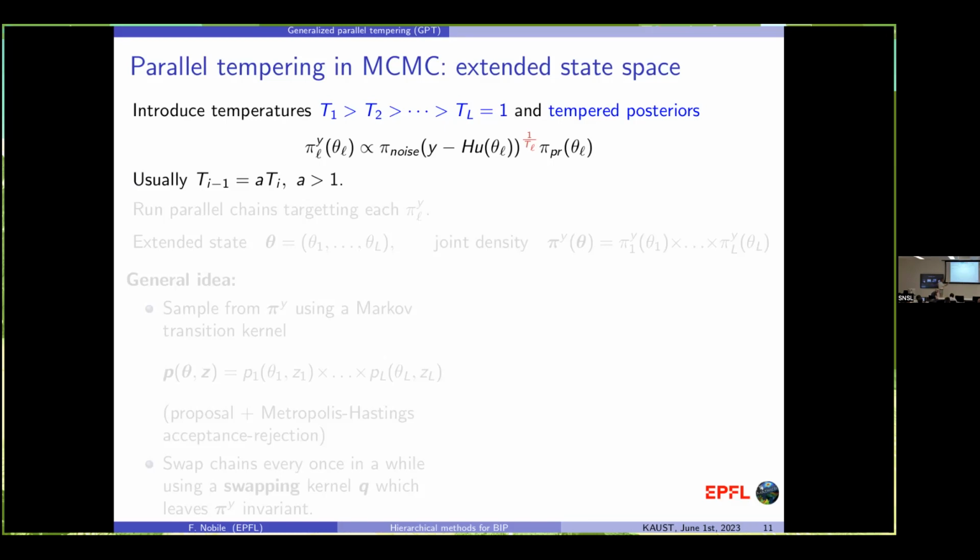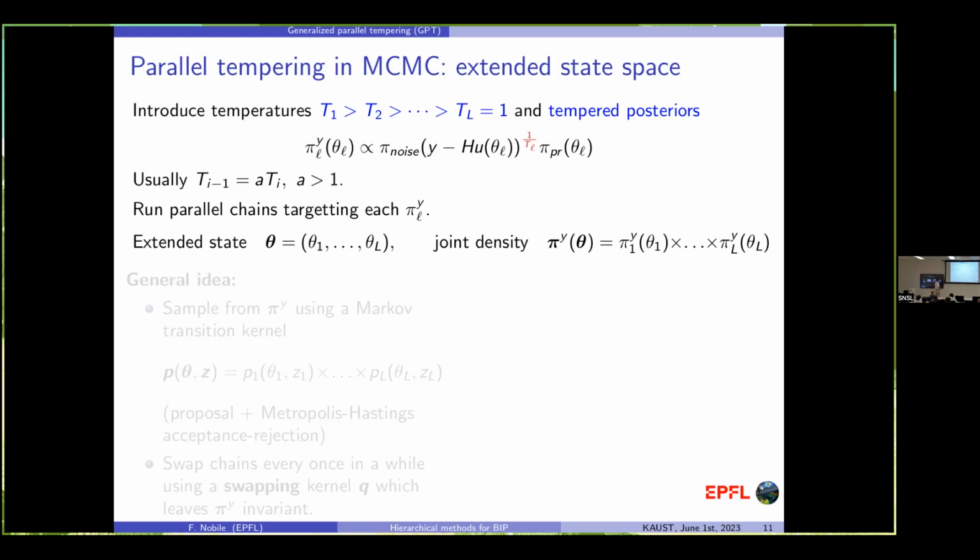But if I start raising the power closer and closer to zero, the likelihood becomes flattened and flattened, it goes close to one. So essentially for t equal infinity, this posterior is equal to the prior, and I assume that the prior is a nice distribution from which to sample. So the idea is to introduce a sequence of temperatures that are higher and higher. T equal one is the target temperature, and the higher temperatures I use to widen the posterior distribution, so as to avoid it concentrating too much in certain regions. This is the idea of tempering.